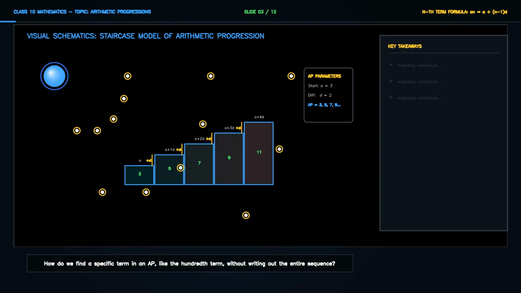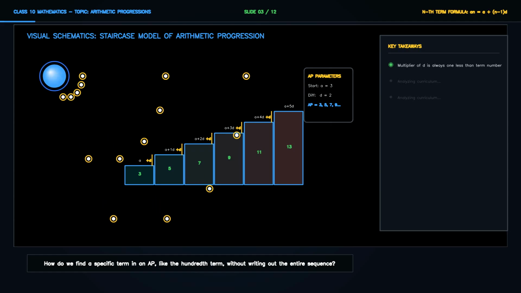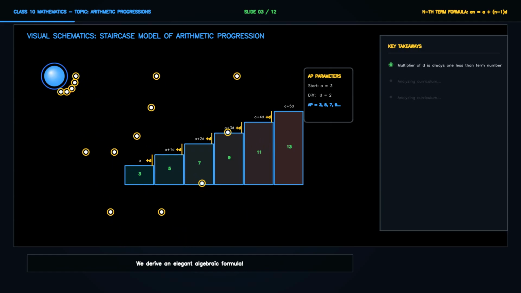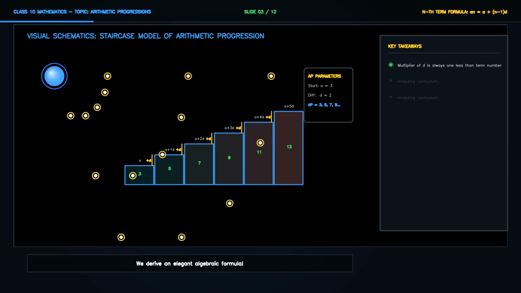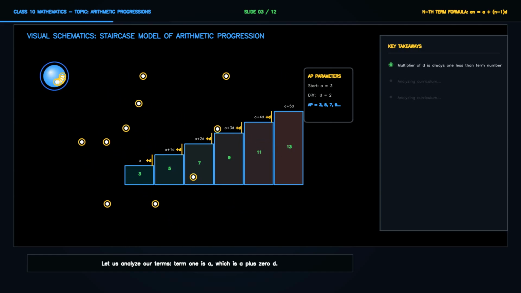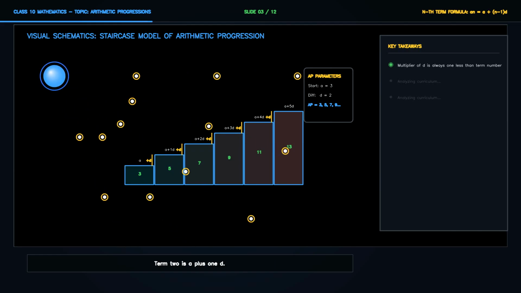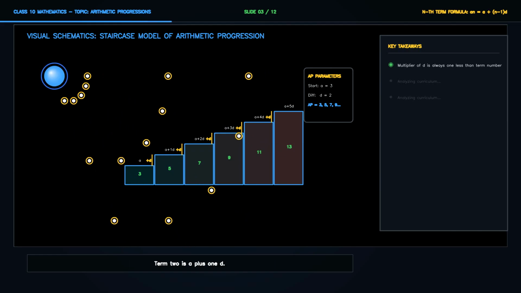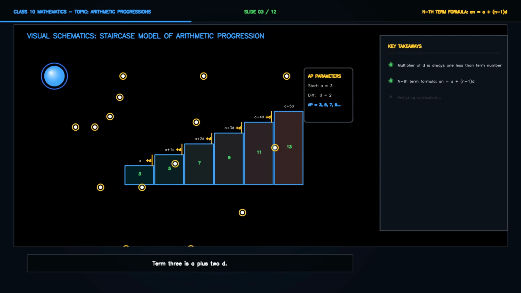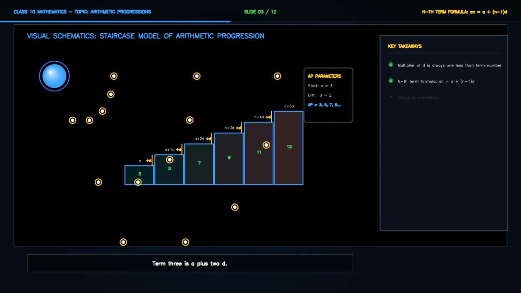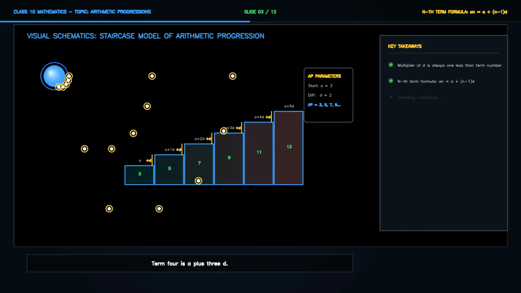How do we find a specific term in an AP, like the 100th term, without writing out the entire sequence? We derive an elegant algebraic formula. Let us analyze our terms. Term 1 is a, which is a plus 0d. Term 2 is a plus 1d. Term 3 is a plus 2d. Term 4 is a plus 3d. Notice the pattern. The multiplier of d is always exactly 1 less than the term number.